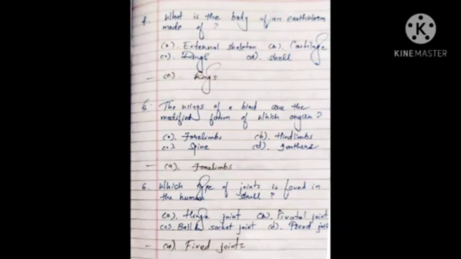Fourth one is: what is the body of an earthworm made of? And the answer is rings. Fifth one is: the wings of a bird are modified from which organ? And the answer is forelimb. Sixth one is: which type of joints is found in the human skull? And the answer is fixed joint.